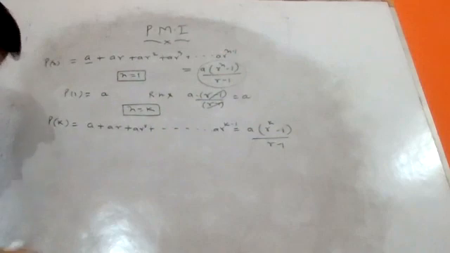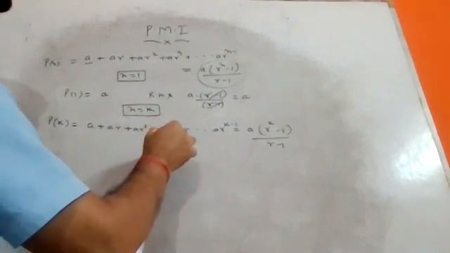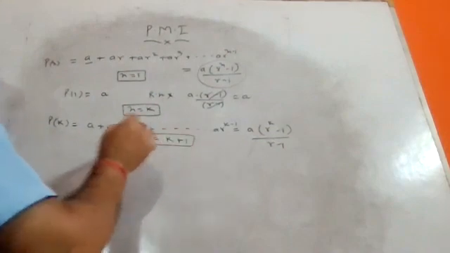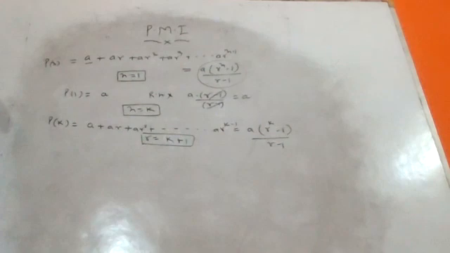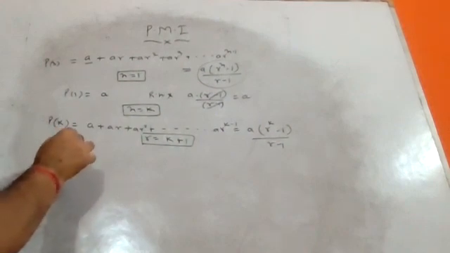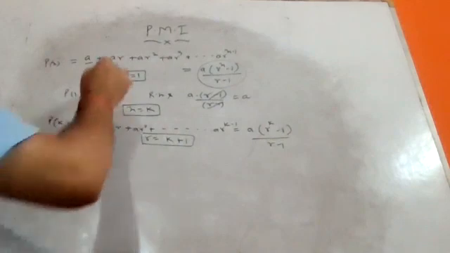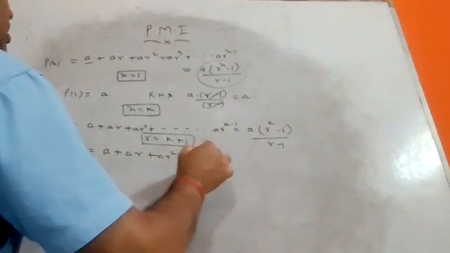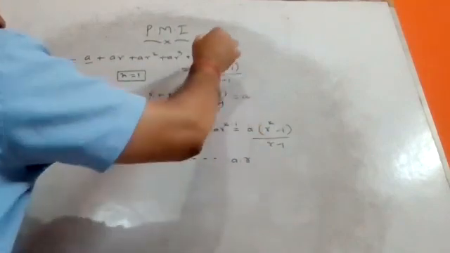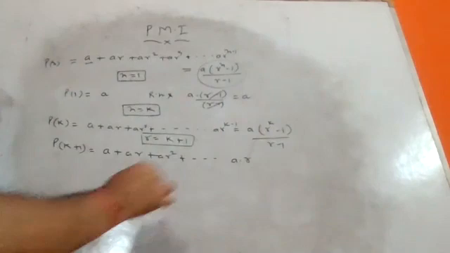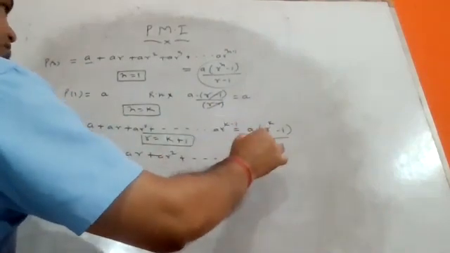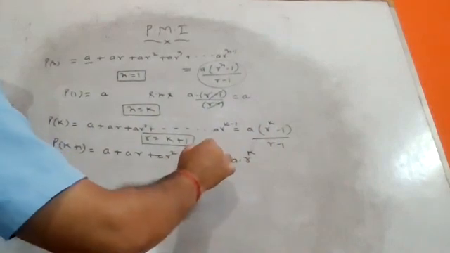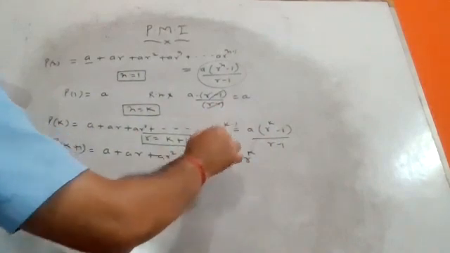Now we are going to prove, or verify, for n equal to K plus 1. Here n plus 1, so we replace n by K plus 1 in this question. In place of n, you put K plus 1, so K plus 1 minus 1, so A into R raised to power K. Before this, you can put the value of A into R raised to power K minus 1.